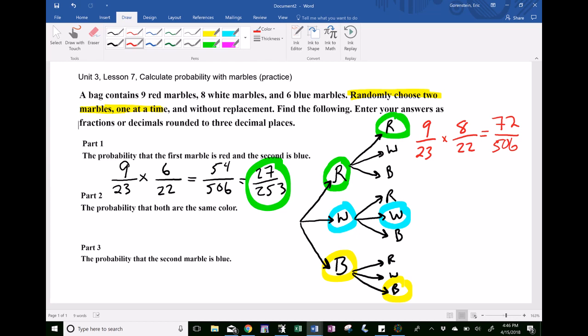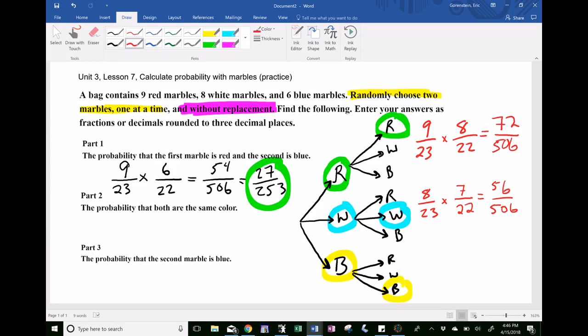Now if we look at the second case, 2 whites, well, there are 8 white marbles, so the probability the first marble is white, you have an 8 in 23 chance. And then once that one marble's gone, remember, we're going without replacement. This is where the conditional probability comes into play. The condition that the first marble is white tells us there are only 7 whites left out of 22 total. So that'll give us 56 out of 506.